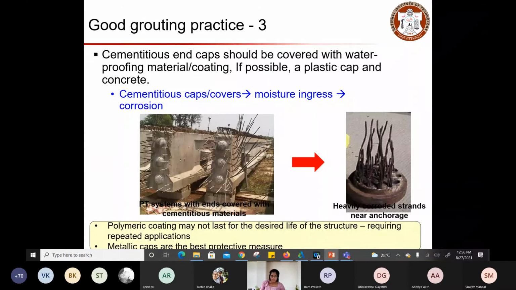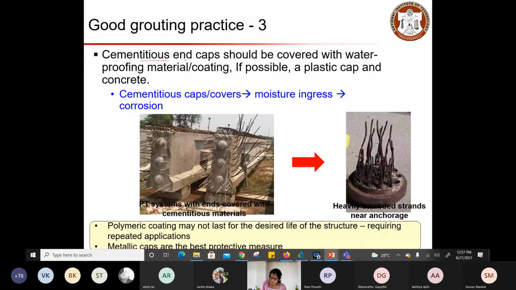The third practice is coverage at the end. We are talking about the critical point in your pre-stressed concrete systems, which is the end anchorage system. When we have such end anchorage systems, we know that strands are anchored at the end, and we need to protect your strands. So we provide some covering cap.